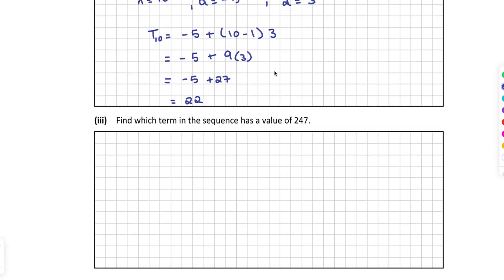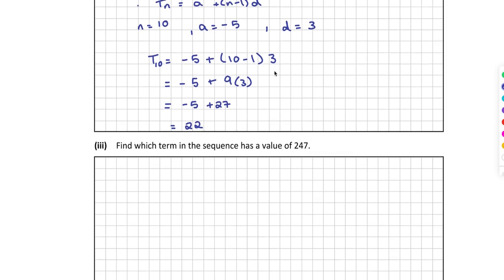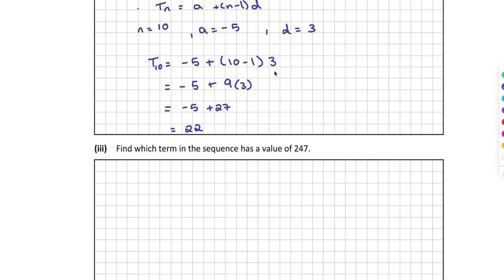The next one then says, find which term in the sequence has a value of 247. So they basically want us to find which term is equal to 247. So they want to know what n is. Okay, what is that n? Or is it 11? Is it 201? What is it? So we're going to go back to our formula. a plus n minus 1 by d.